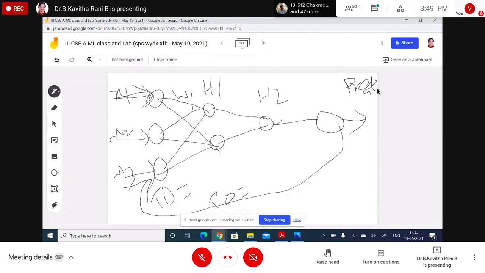So here in recurrent networks, it will have some memory. The input calculations and output calculations are stored in the network memory. Whatever the input calculations and processes, they will be stored in the network memory.